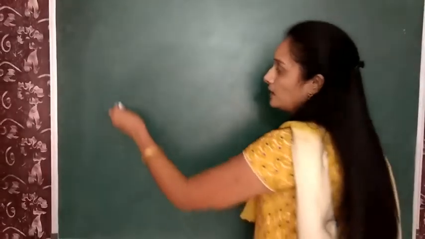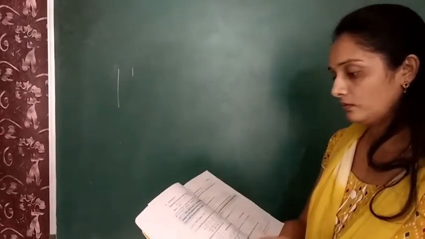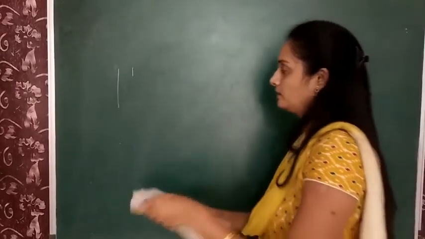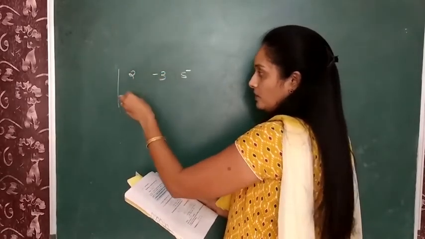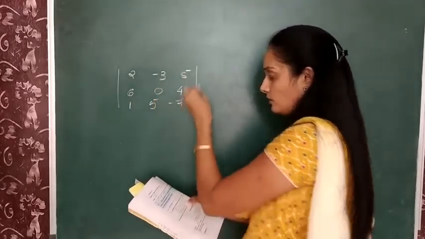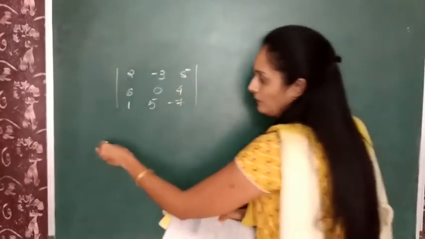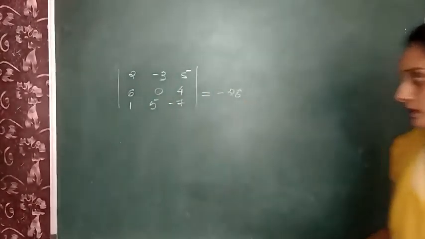What does property 1 say? Property 1 says the value of a determinant remains unchanged if rows and columns are interchanged. That means if one matrix is [2, minus 3, 5; 6, 0, 4; 1, 5, minus 7], after solving this determinant, we get minus 28.